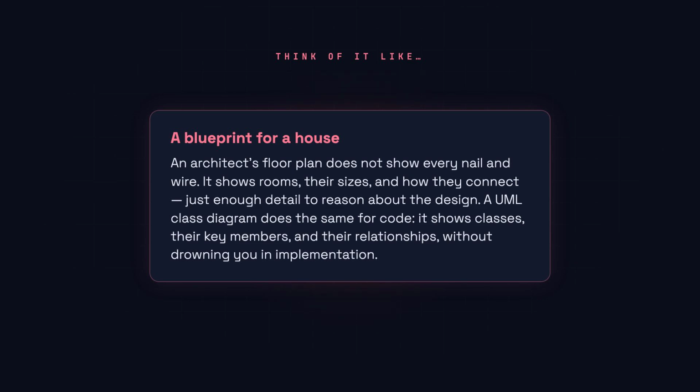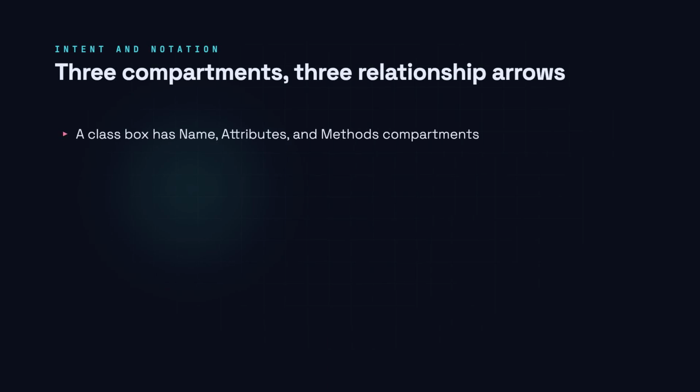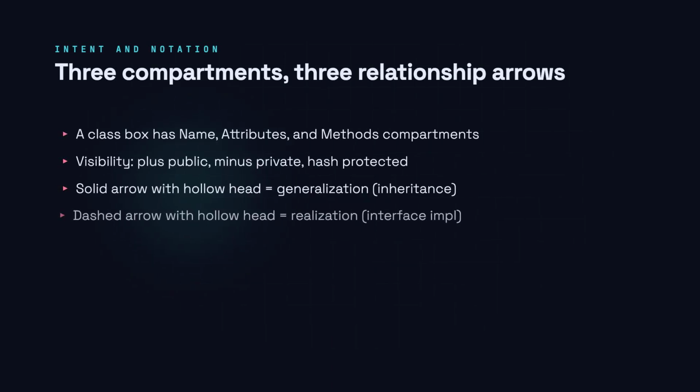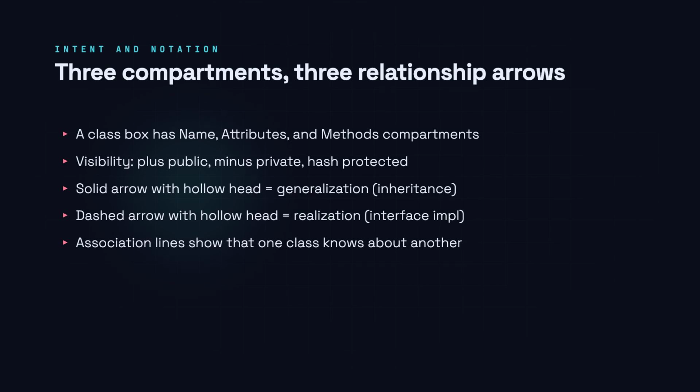Every class in a UML diagram is drawn as a rectangle divided into 3 horizontal compartments. The top holds the class name, the middle lists attributes with their types, and the bottom lists methods with their signatures. Each member is prefixed with a visibility marker: a plus sign for public, a minus sign for private, and a hash symbol for protected. Relationships between classes use specific arrow styles. You will see these constantly in Gang of Four pattern diagrams.